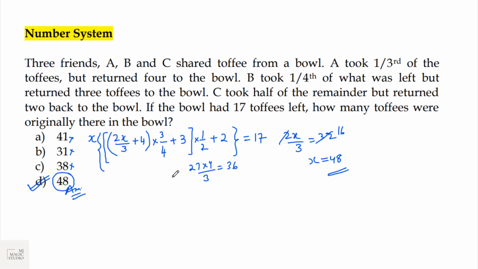Once you have framed the equation, it becomes very easy. Or sometimes you may also start from the back. You start from the back and you will end up getting it. 17 were left, 2 were returned by C. 17 minus 2 is 15.